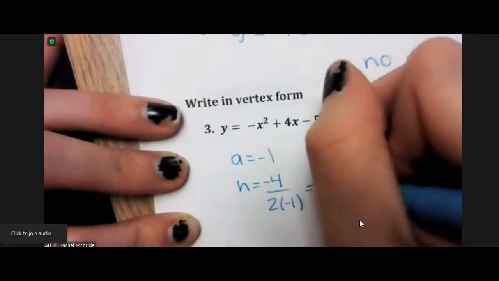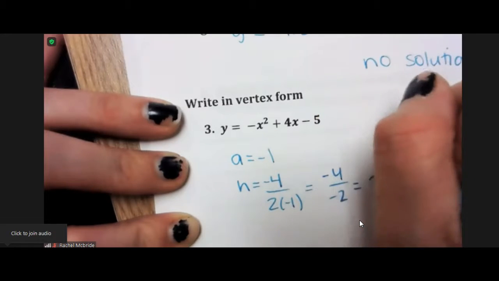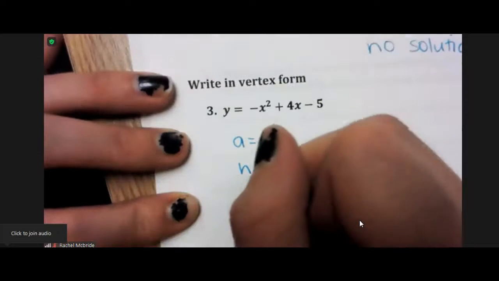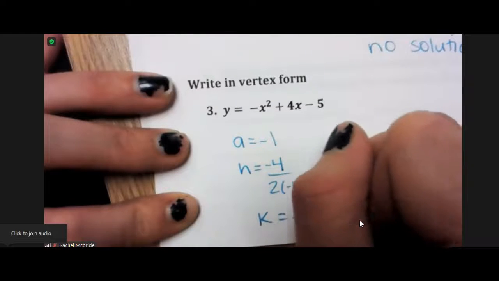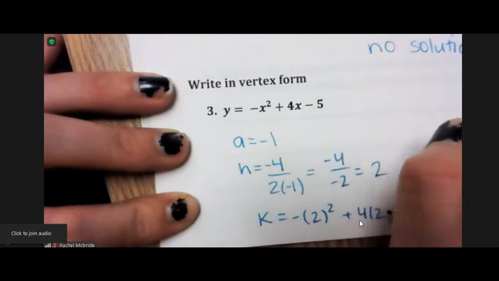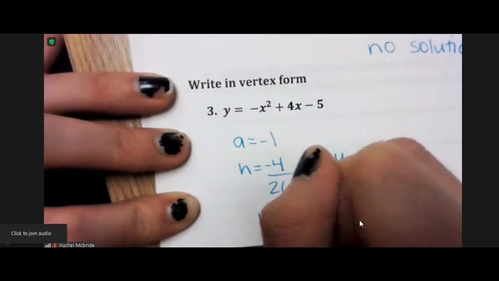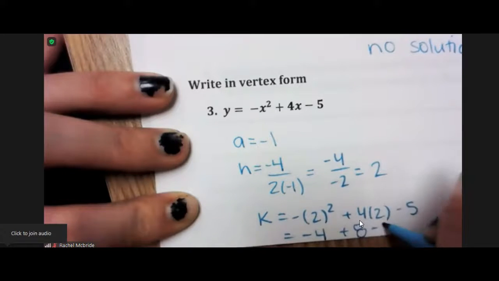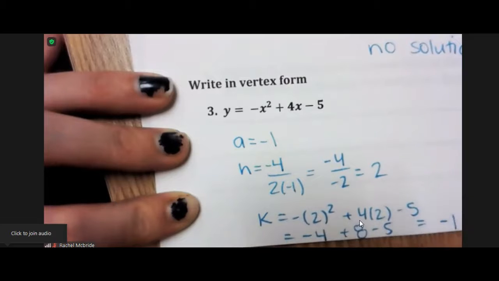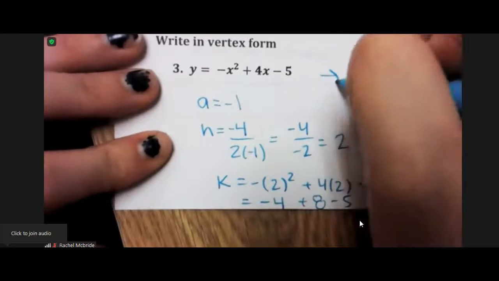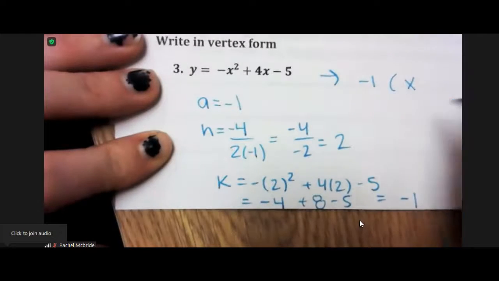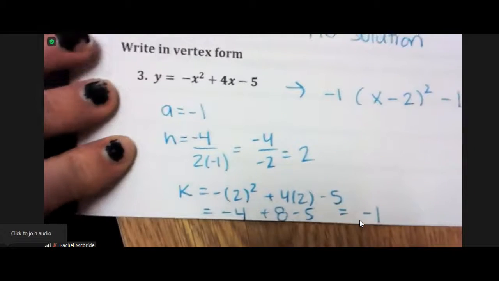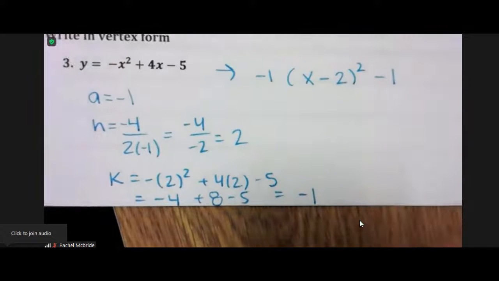Okay, your h value is negative 4 over negative 2 or positive 2. And then k is plugging that value in. So in vertex form, you get negative 1 times x minus h squared plus k, or negative 1 times x minus 2 squared minus 1.